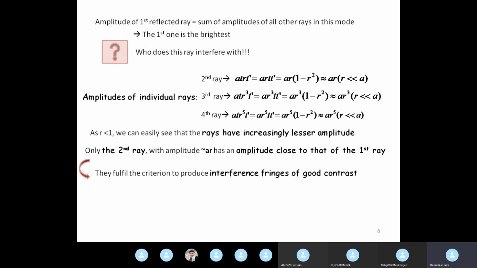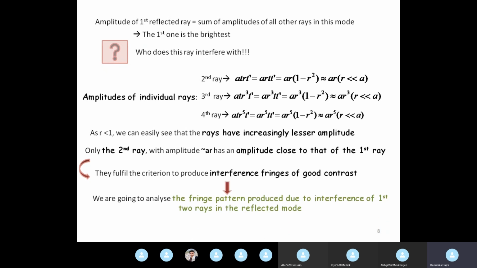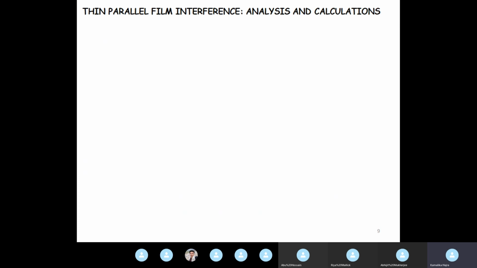Remember, in order to see interference fringes properly, the intensities of the interfering rays must be equal or nearly equal. And in this case, we see that the amplitudes and therefore the intensities of only the first reflected ray and the second ray in the reflected mode are equal or nearly so. And so we finally could state that we are going to analyze the fringe pattern produced due to the interference of the first two rays in the reflected mode.